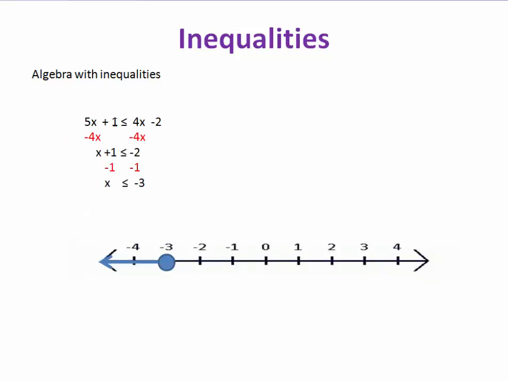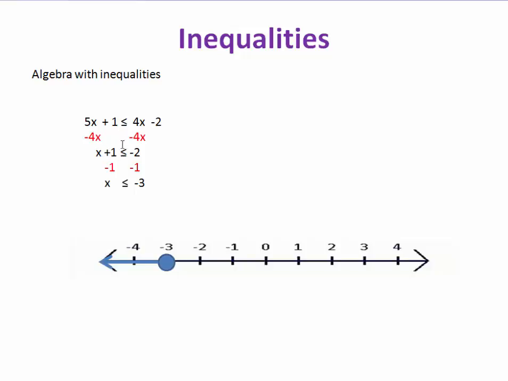5x plus 1 is equal to or less than 4x minus 2. So we want to be left with an x on one side, so let's get rid of this x here by subtracting 4x on the other side. 4x minus 4x gets rid of that, leaves us with minus 2. 5x minus 4x leaves us with an x, and then the plus 1.